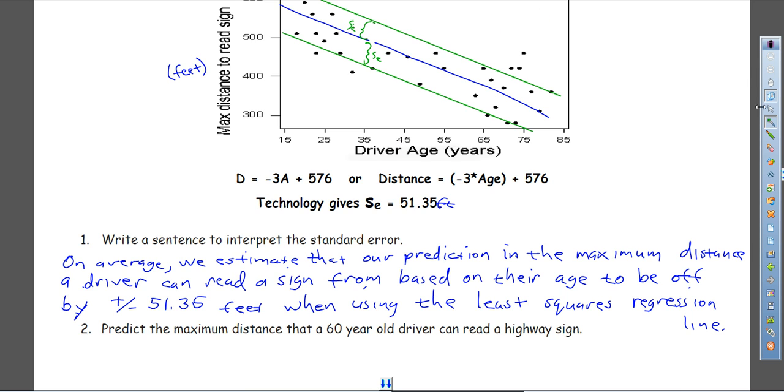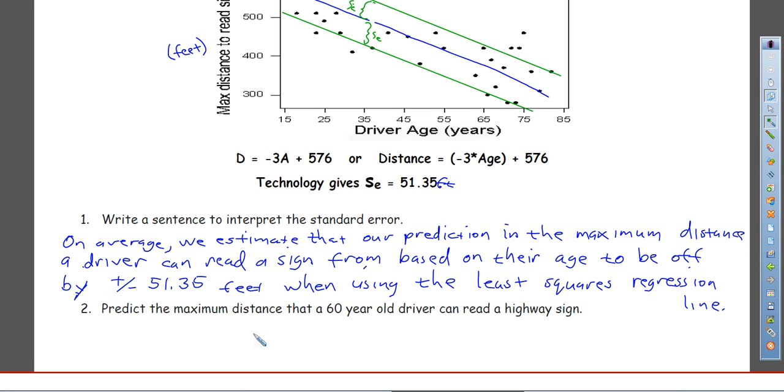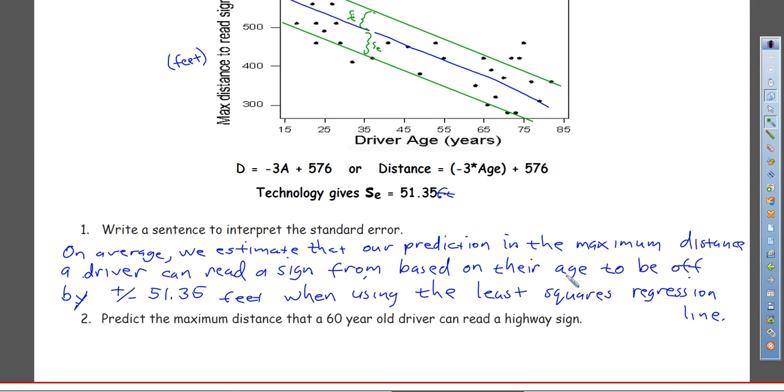So let's continue. Let's go down and look at example 2, or question 2. Predict the maximum distance that a 60-year-old driver can read a sign from. Well, we did this already, right? We know how to. We're just making a prediction. We're just going to plug in 60. So we have the equation distance equals -3 times the driver's age plus 576. Working that out, we will get 396 feet. And that would be how far we'd predict a 60-year-old.